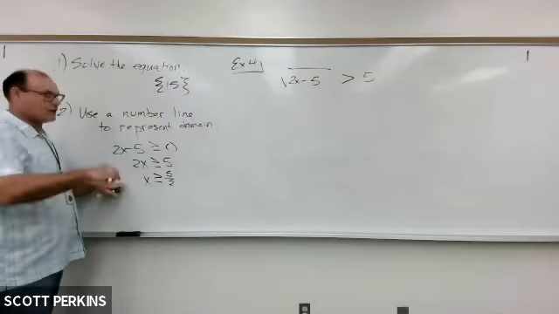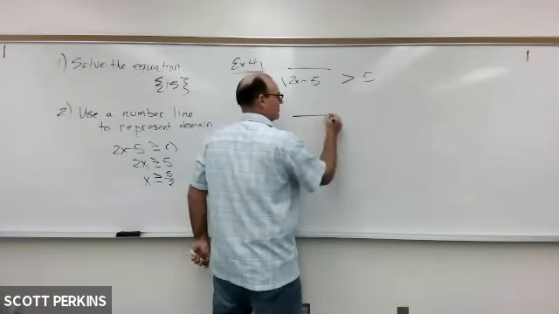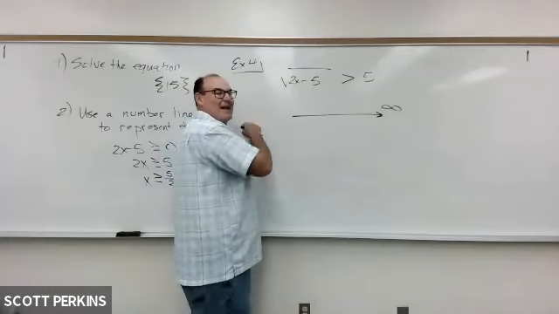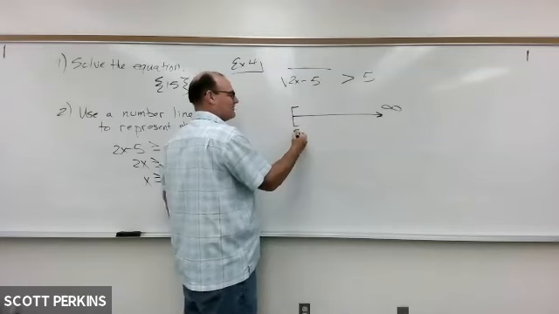So let's draw the number line over here. Bigger than or equal to 5/2 means my number line is going to go forever in this direction to infinity. But it doesn't go back to negative infinity. It has a starting point, and that starting point, I'm going to use a bracket, is at 5/2.